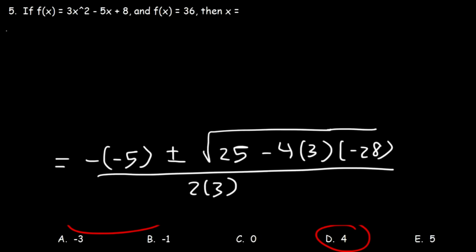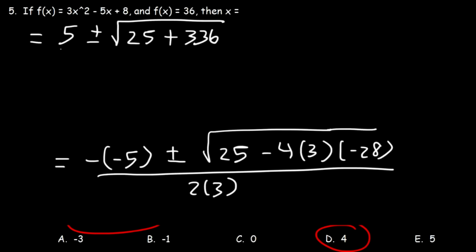Negative negative 5 is the same as positive 5. And if we multiply negative 4 by 3, that's negative 12. And negative 12 times negative 28, that's going to be positive 336. 2 times 3, that's 6.